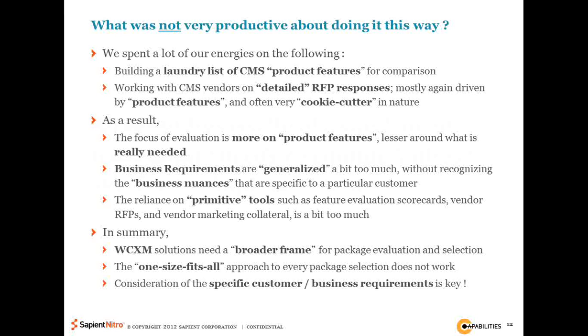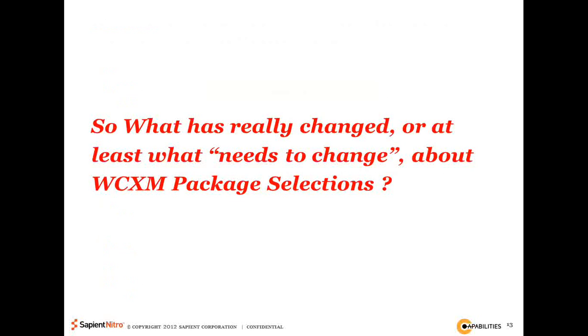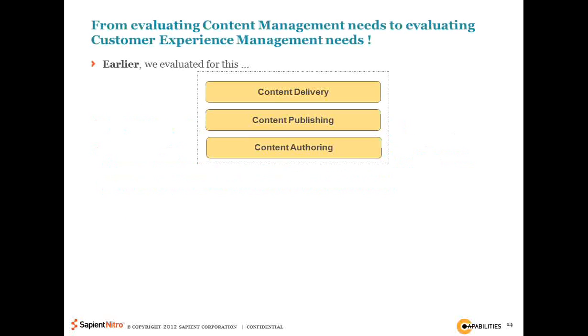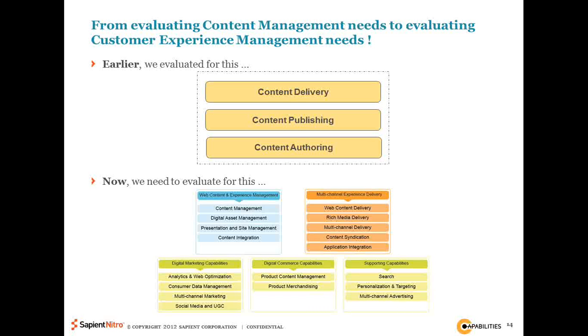Changed, or at least what needs to change about package selections, right? So a couple of things. Let's walk through it. Earlier, you were really evaluating for something like this. If you're looking at slide 14, you're evaluating for a stack, which is those three needs. I need authoring capabilities, publishing capabilities, and delivery capabilities, and essentially that's the scope of what you were looking for.